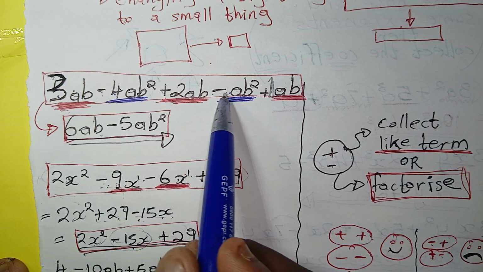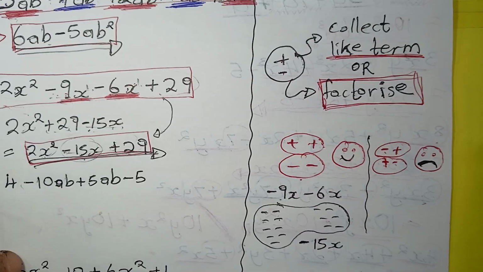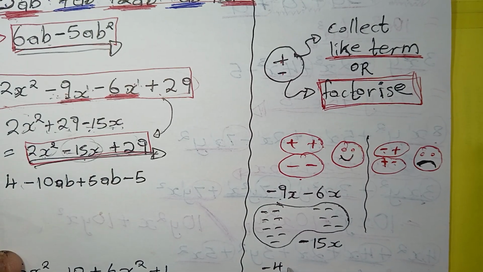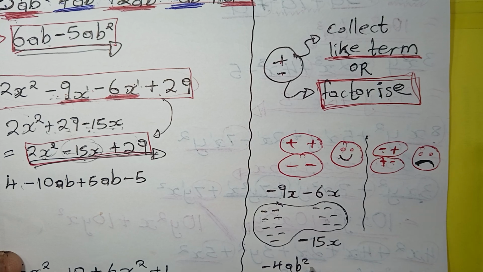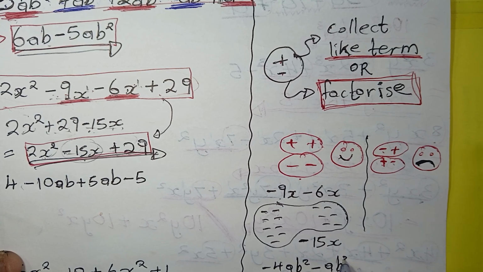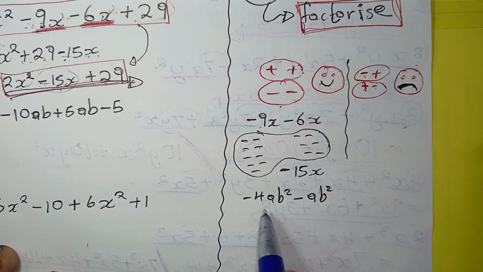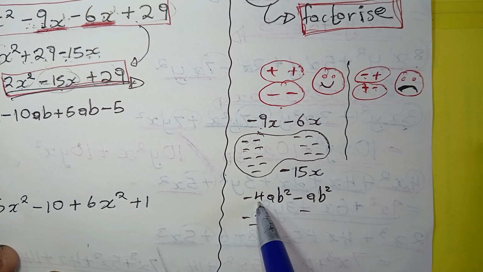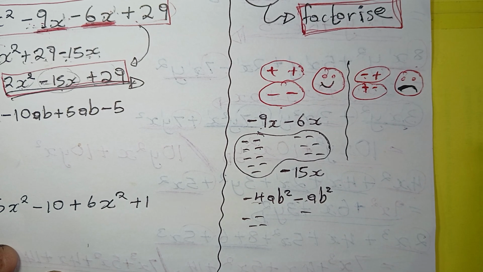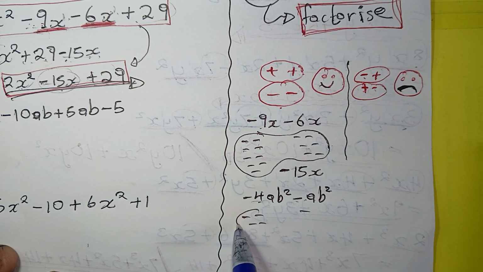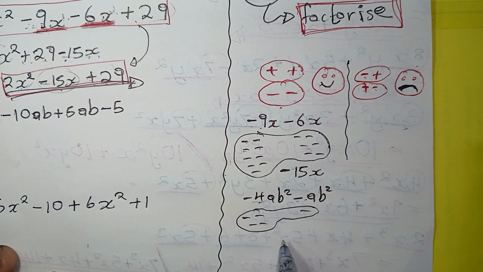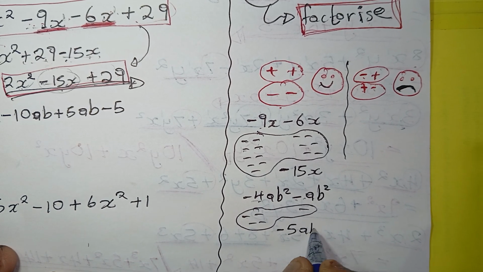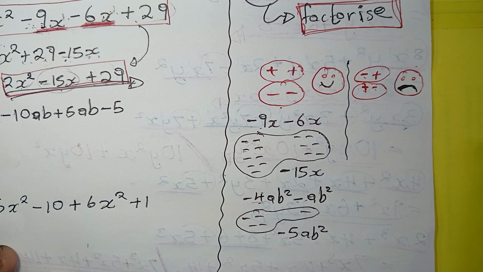Do you see? Yeah. And now let me show you here. Do you see also here? So here we got minus 4ab and minus ab. So this thing, it is just 1, 2, 3, 4, 1. Because these ones got the same sign and we are collecting like terms, they will combine with each other and give us minus 5ab. Do you see?